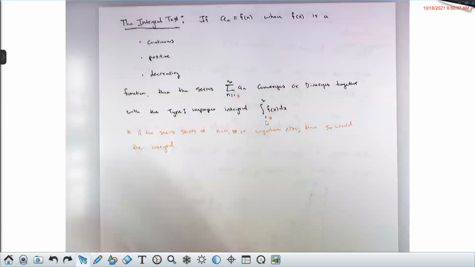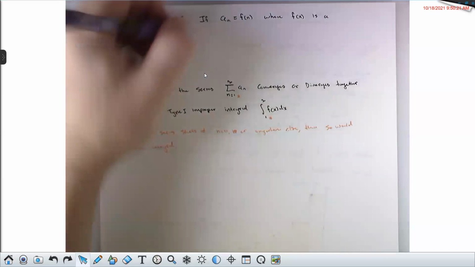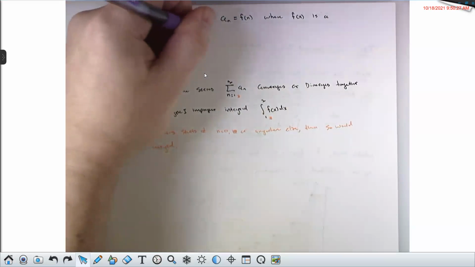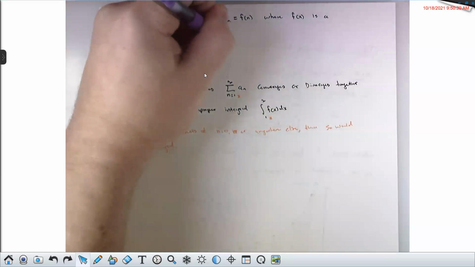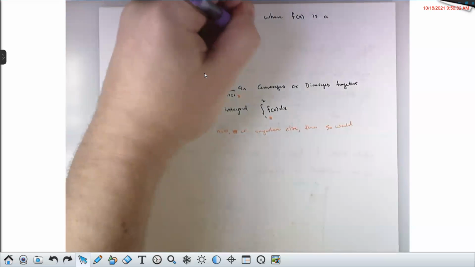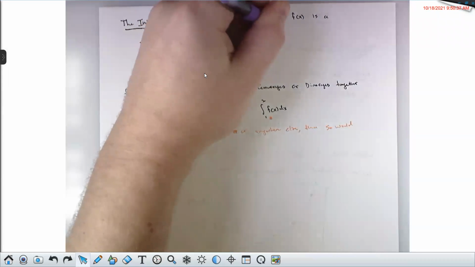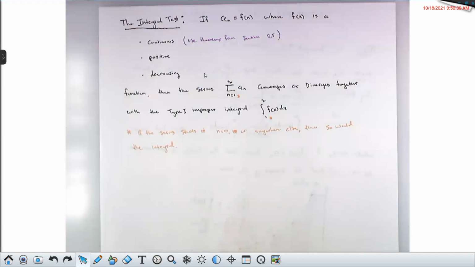All right. The catch is, before you can use this theorem, you need to show that the associated function is continuous, positive, and decreasing. So for each of these, you're going to lean on some theorems from Calc 1. Continuous: use theorems from section 2.5. Things like polynomials and rational functions are continuous everywhere in their domain.